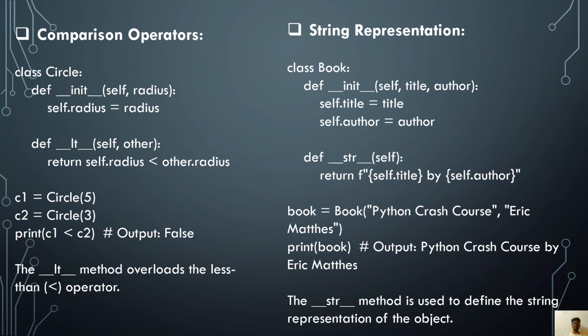Comparison operator. In comparison operator, we are going to use the lt method to overload the less than operator. String representation. In this example, the str method is used to define the string representation of the object. For example, here we're going to define a book as Python Crash Course, which is written by Eric Matthes.